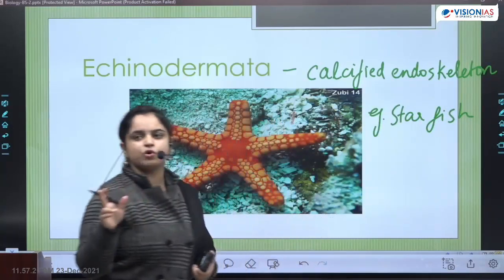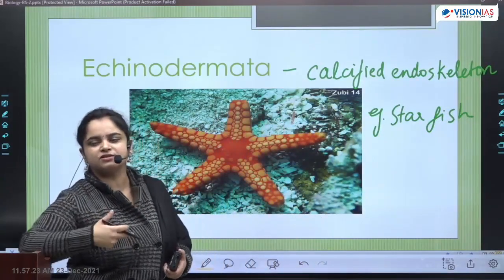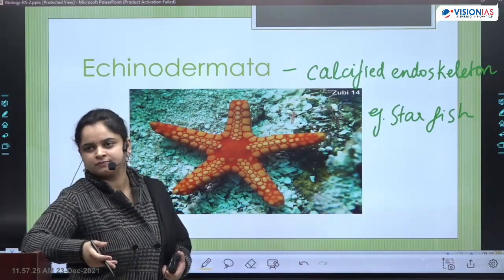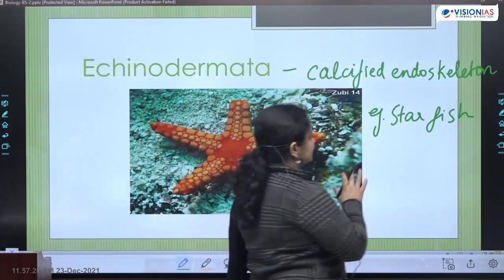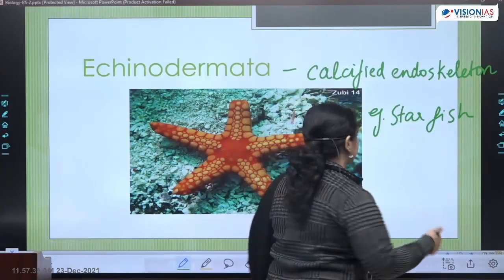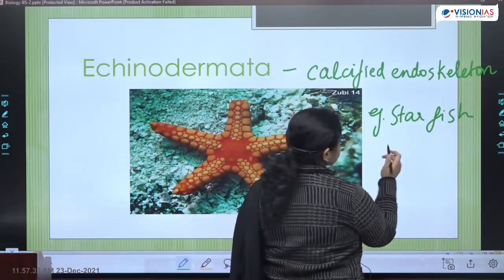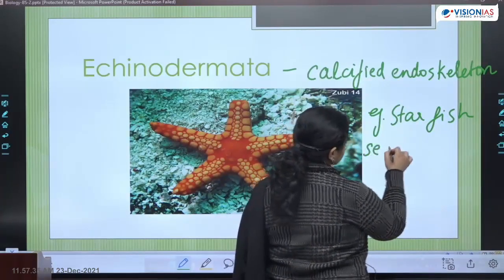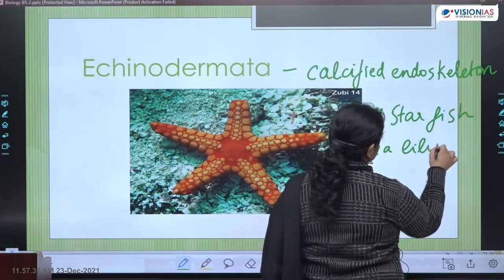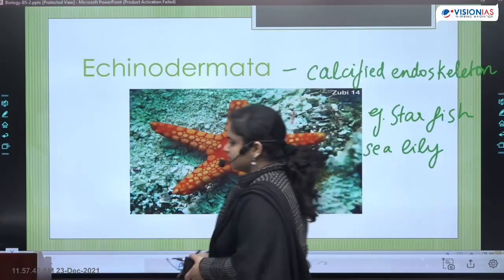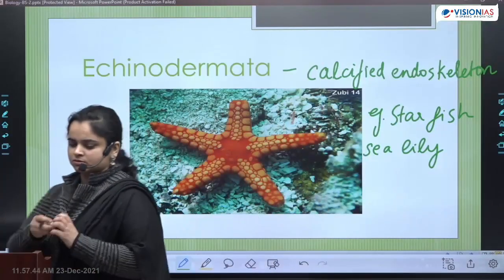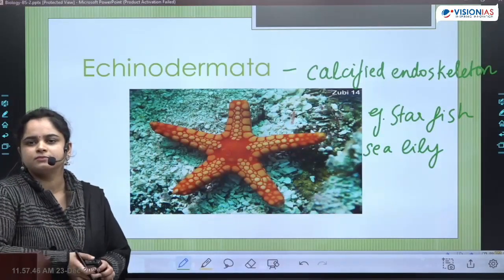So first point to be noted here, because this is how questions come, starfish is not a fish. Okay, it's a name, starfish, but it's not a fish. We'll come to the categories of fishes also. This is an Echinodermata organism. Then you have sea lily. One more example which you can write. Sea lily.